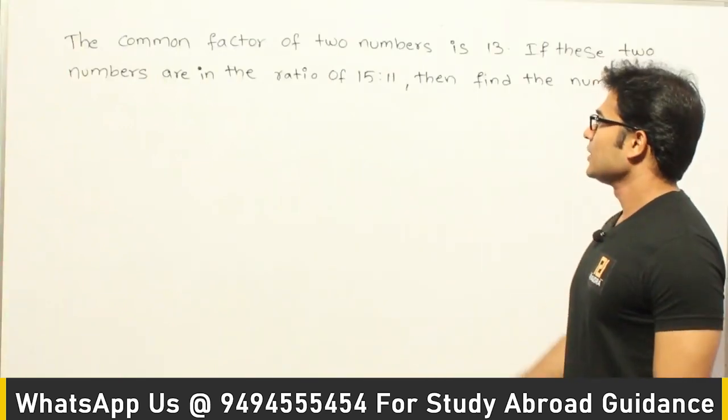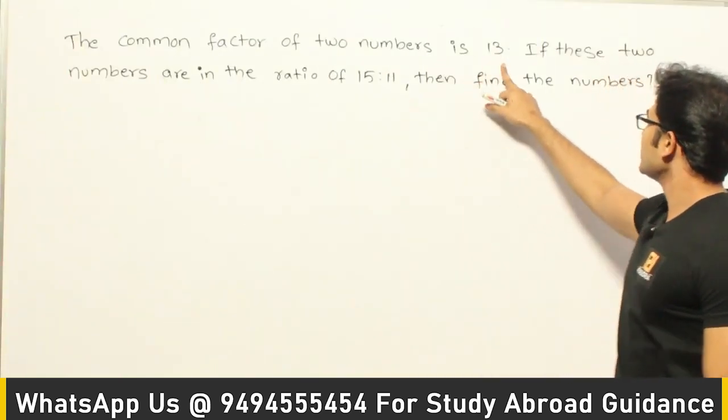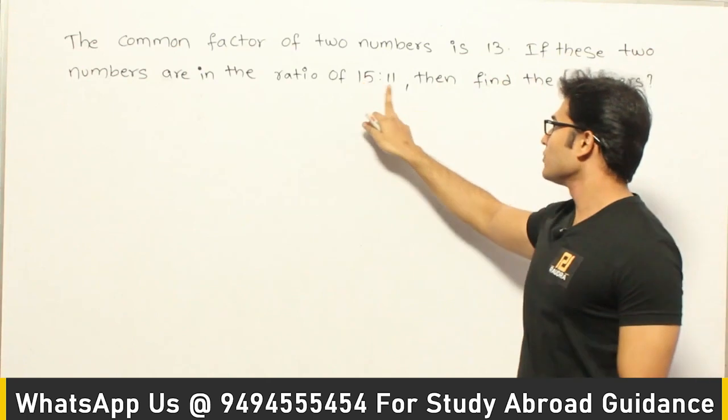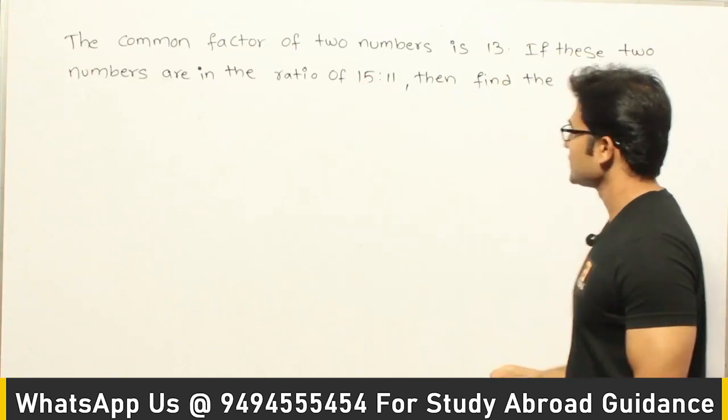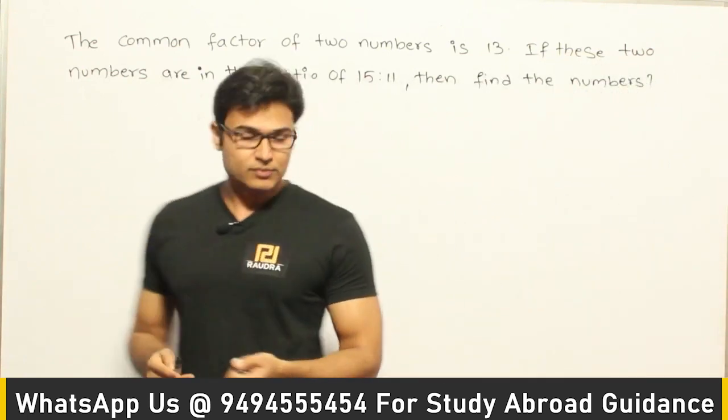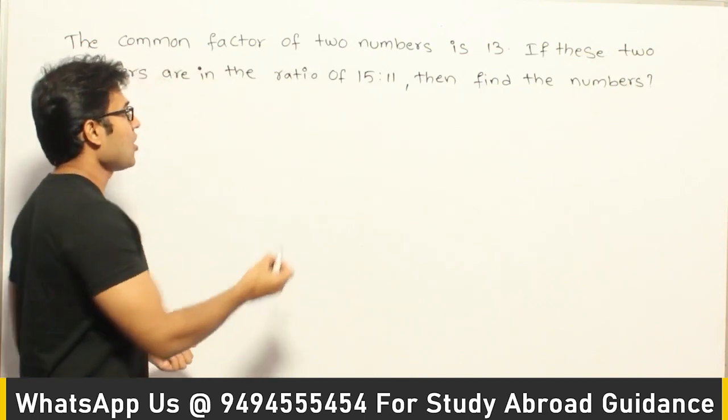Now let's see this question. The common factor of two numbers is 13. If these numbers are in the ratio of 15:11, find the numbers. So they are saying that two numbers are having a common factor of 13.